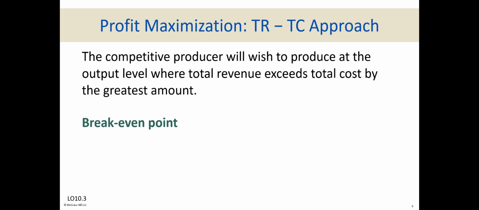So there are several approaches for profit maximization. The first approach is to find the difference between TR and TC. Firms maximize profit by producing the quantity where total revenue exceeds total cost by the greatest amount. And the break-even point is when total revenue equals total cost. At this point, the firm earns a normal profit, which means no economic profit, but there is accounting profit.